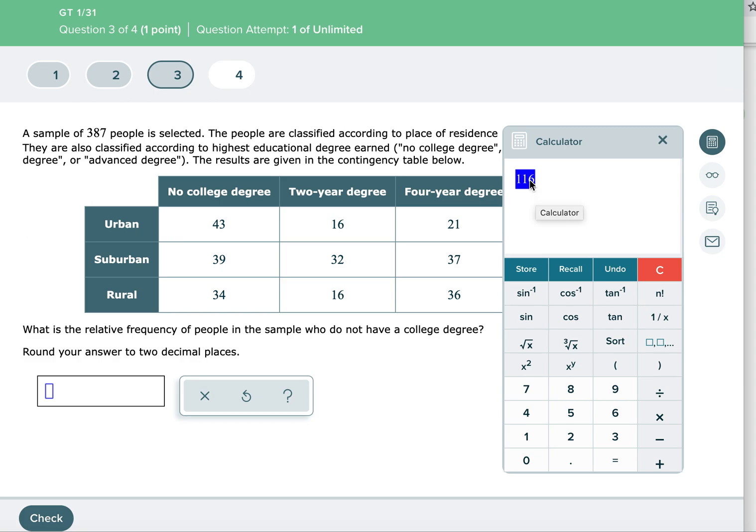So that is 116 people out of this whole survey that don't have a college degree, and I'm going to divide it by the total number of people in the survey, which is 387. So I'm going to take this number and divide by 387. And we have to round it to 2 decimal places. So that is your hundredths place.